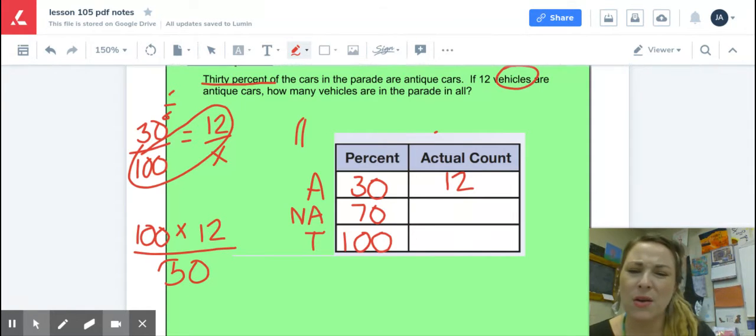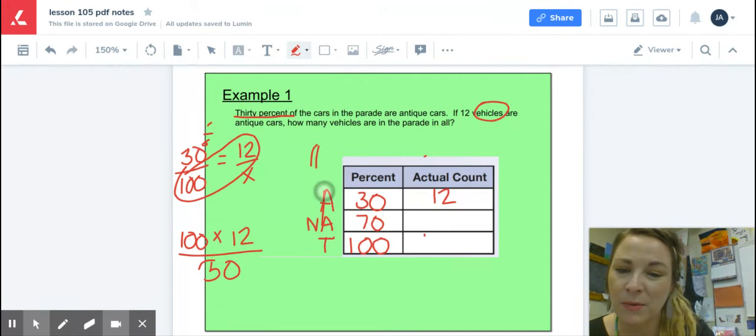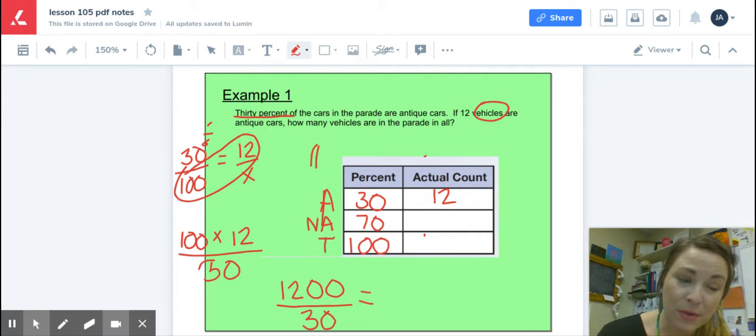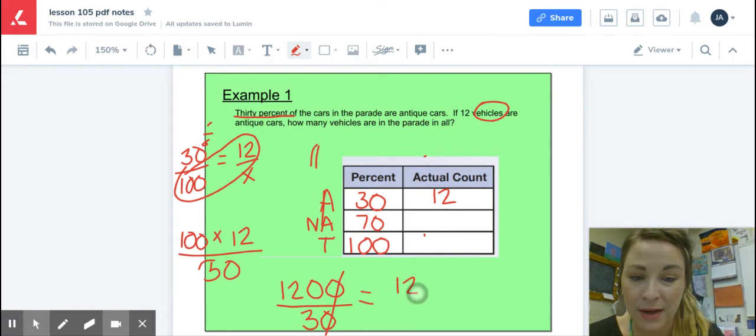Okay, so I'm going to zoom a little bit more, get a little more writing space, and keep working down here. 100 times 12 is 1,200. And I still need to divide that by 30. We can make pretty simple division here by crossing off the 2 zeros on the ends. Now we have 120 divided by 3.